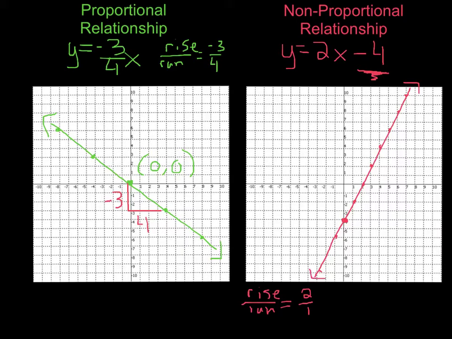So the y-intercept is at the point (0, -4), and then double check. You're going up 2, right 1 each time. Up 2, right 1.